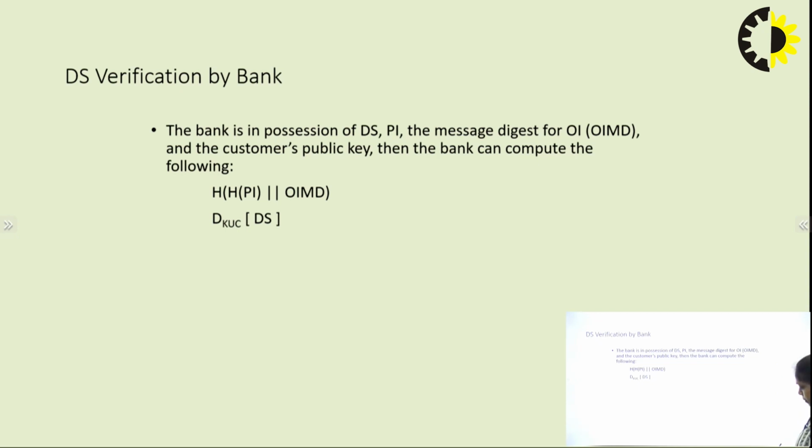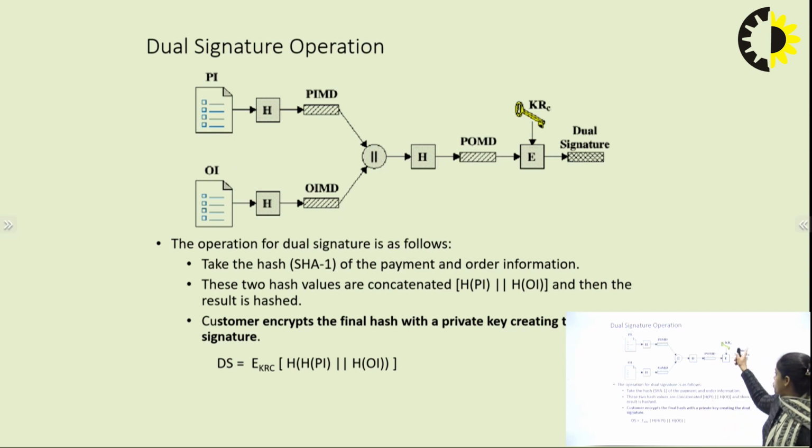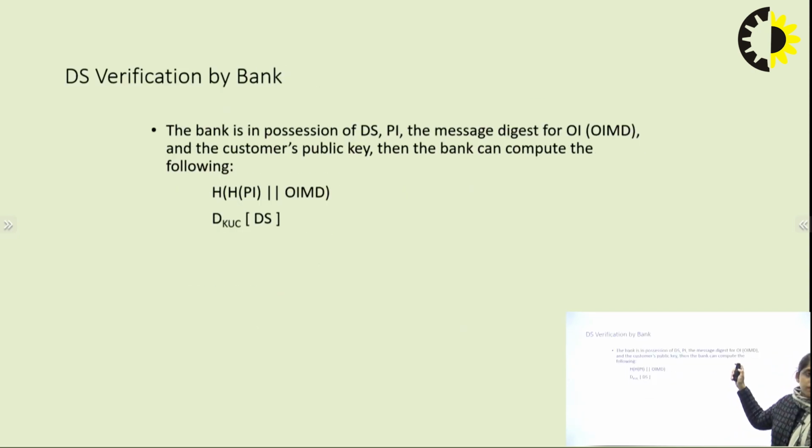The DS verification by the bank. The bank is in possession of the DS, the dual signature, and PI, that is the payment information, the message digest for OI, the order information, and the customer's public key. Then the bank can compute the following. It is somewhat like this: the hash of PI is attached with it, and finally it results in the dual signature. As shown here, the dual signature. In the same way, here we have the dual signature DS.